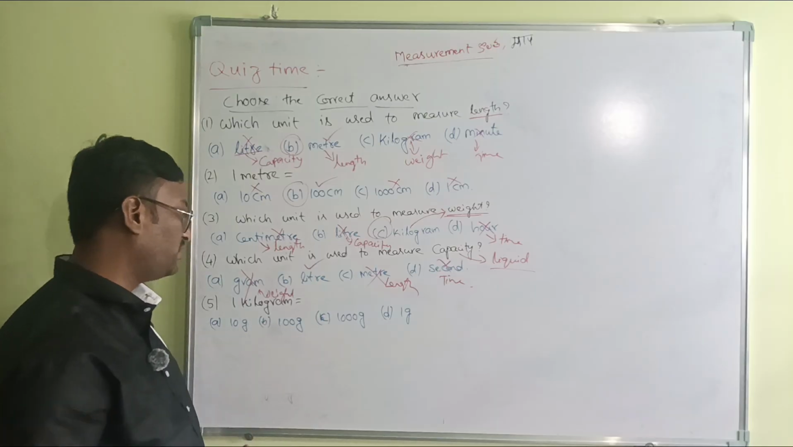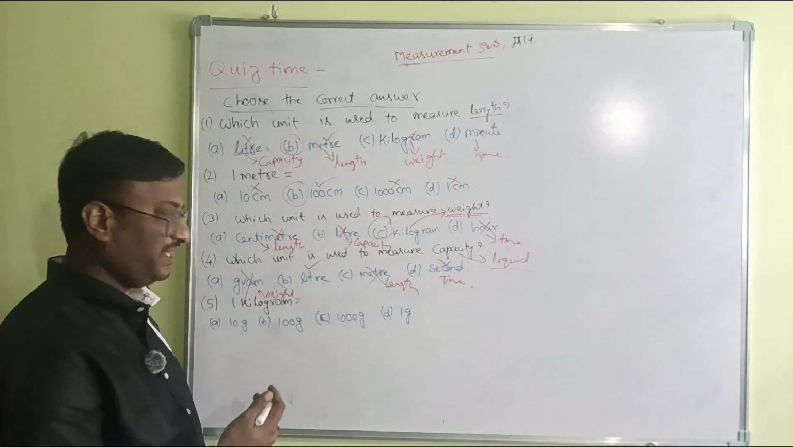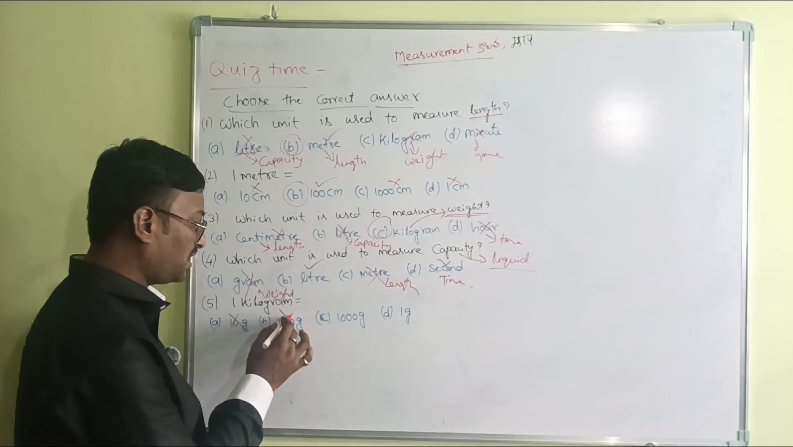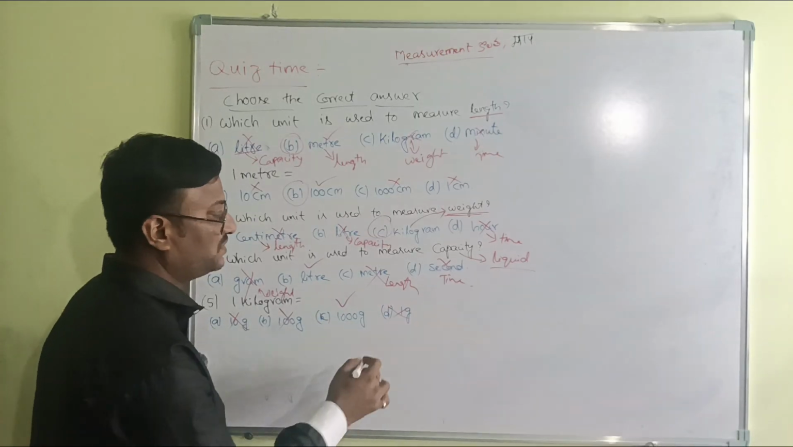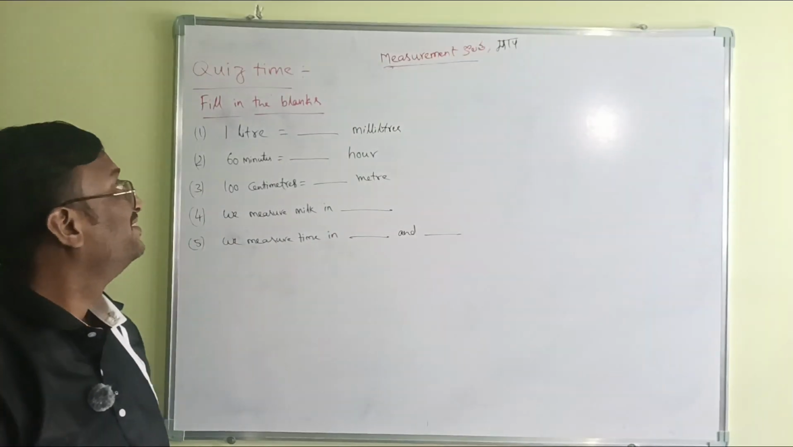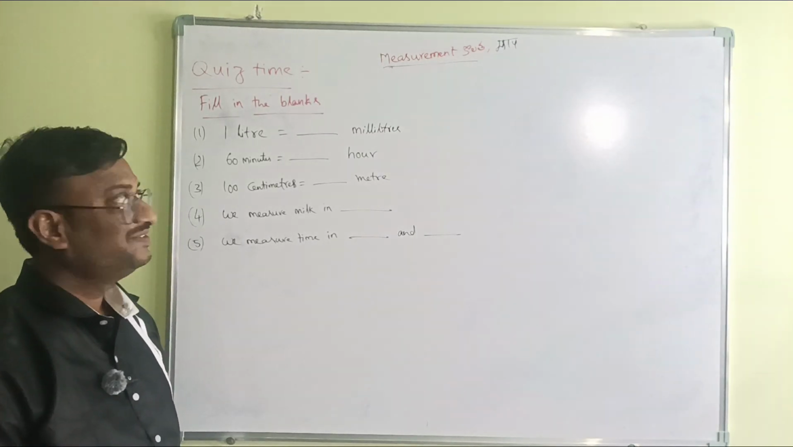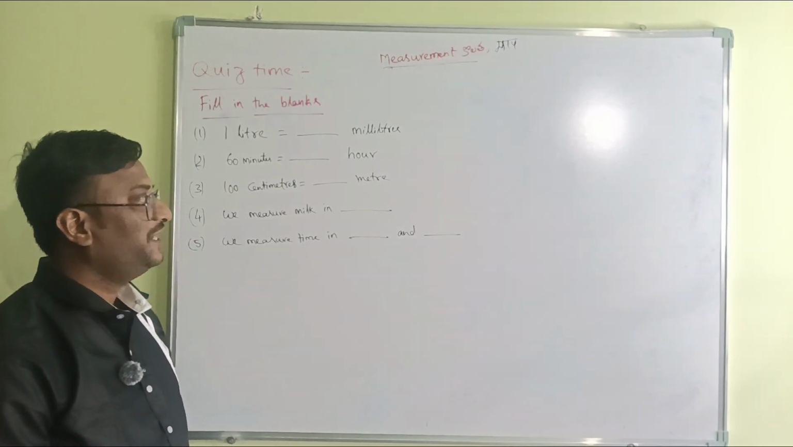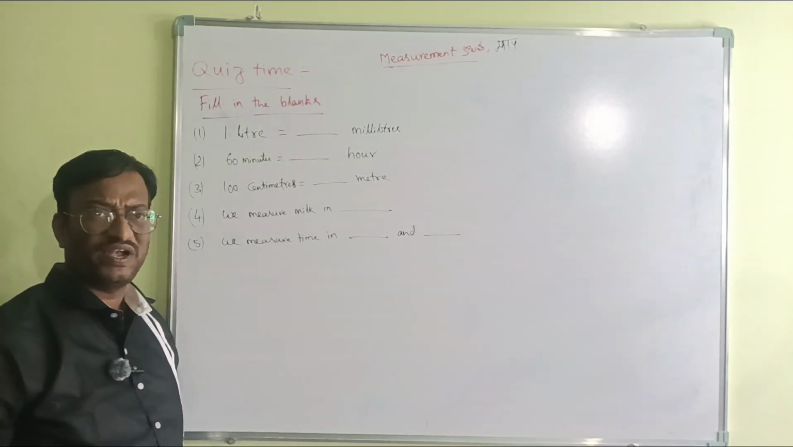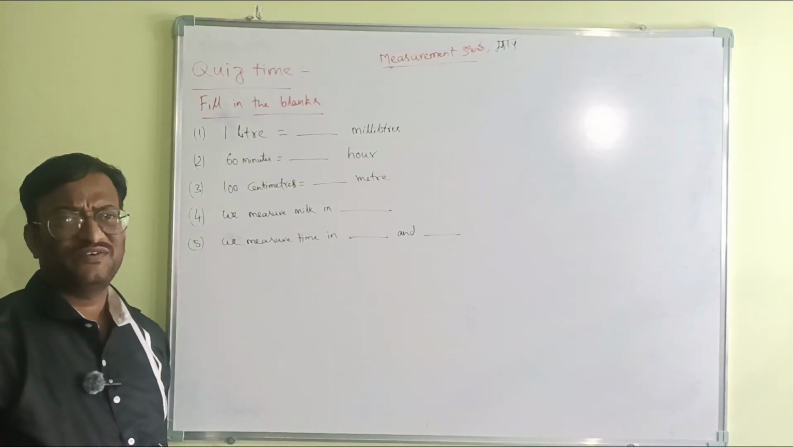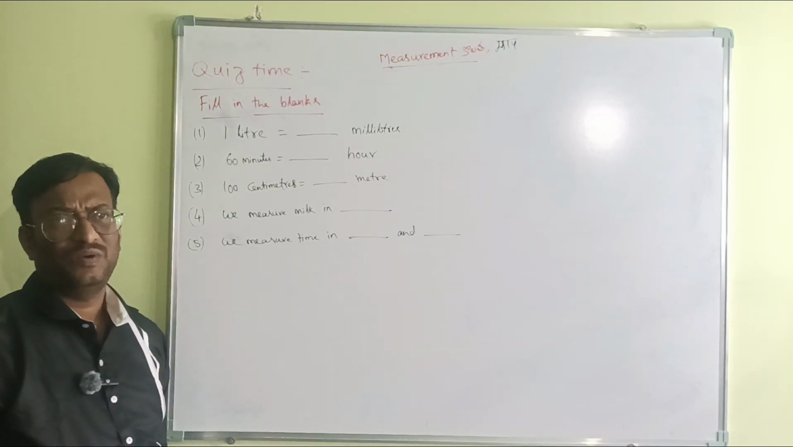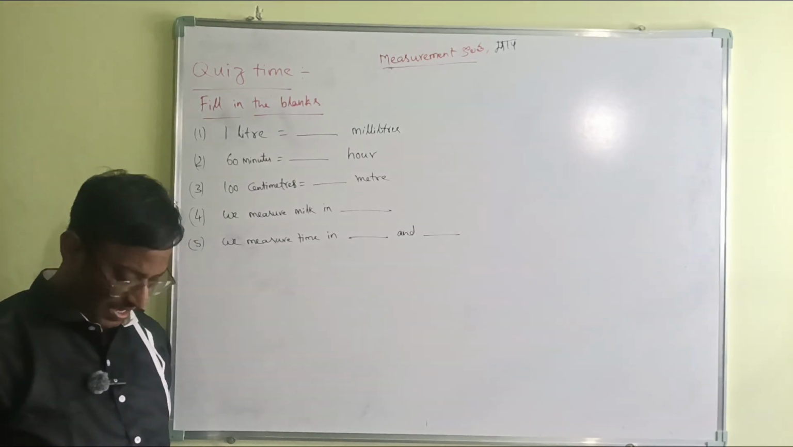1 kilogram is equal to how much? How many grams? 10 grams no, 100 grams no, it is 1000 grams. Okay, right. Now fill in the blanks. You just try to answer the 5 blanks you have in front of you. Try to answer yourself. Pause the video. Ready? 1, 2, 3, 4 and 5.